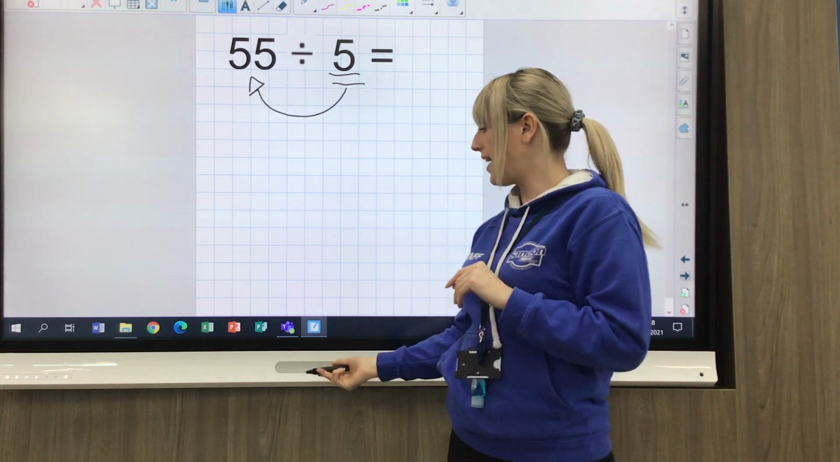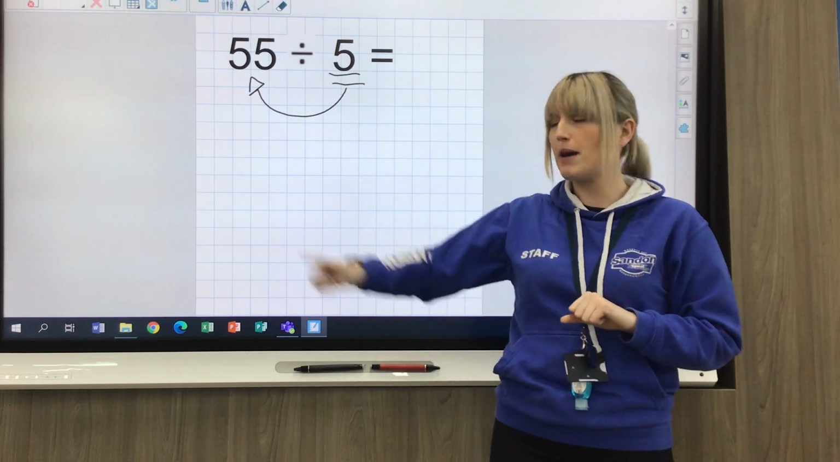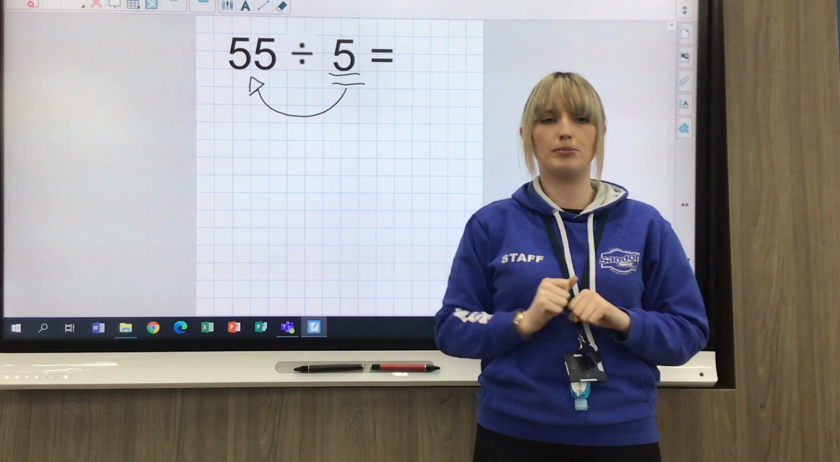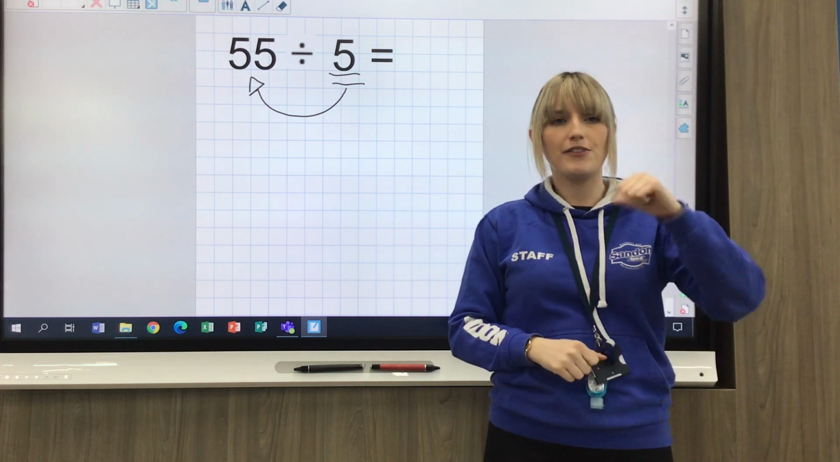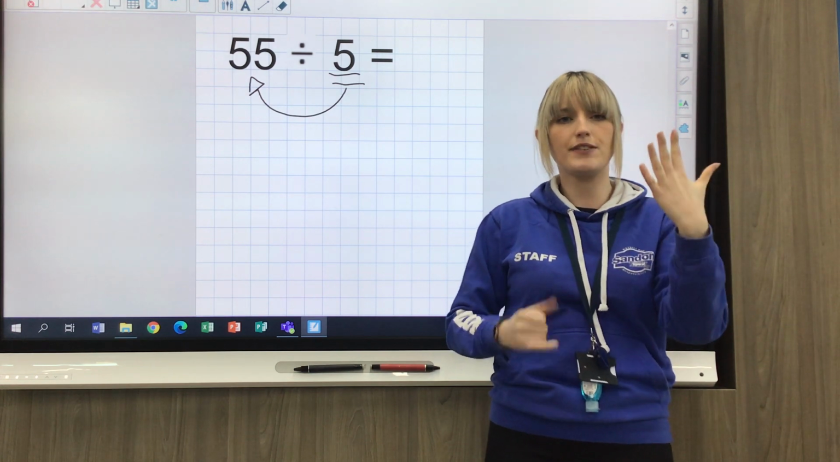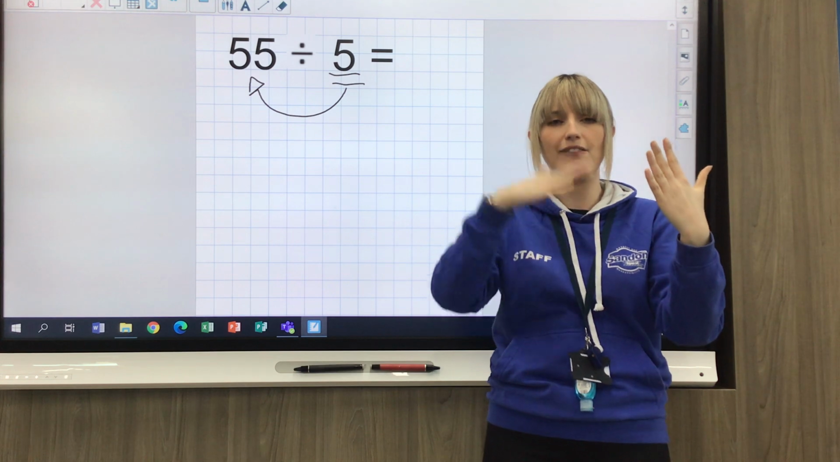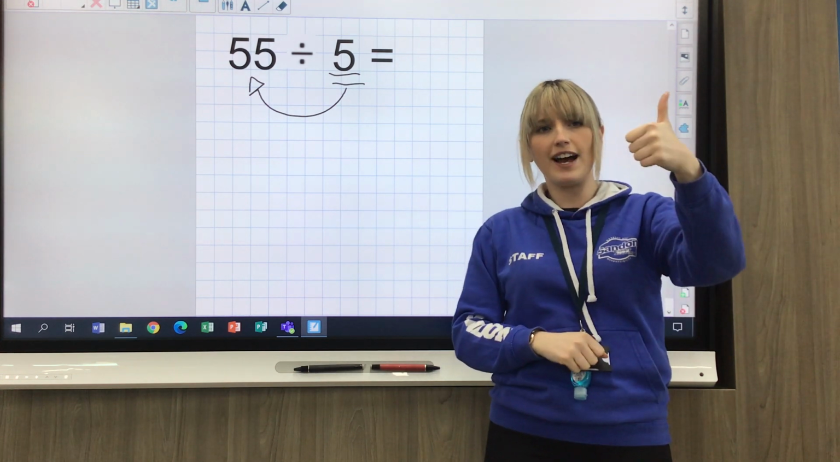So we're counting in 5s until we get to 55. Are you ready to count with me? Remember, when we reach 55, we stop. So 5, 10, 15, 20, 25, 30, 35, 40, 45, 50, 55.